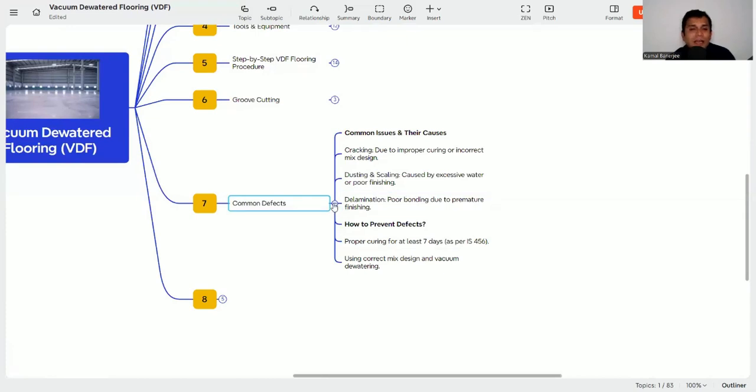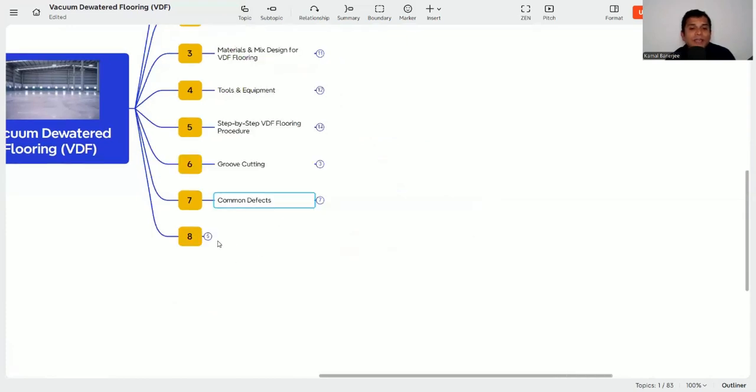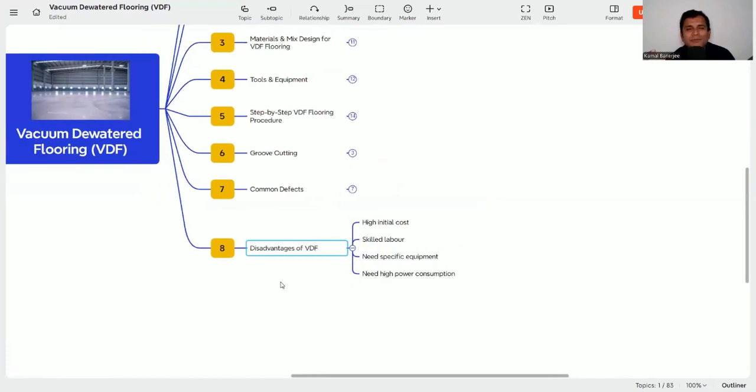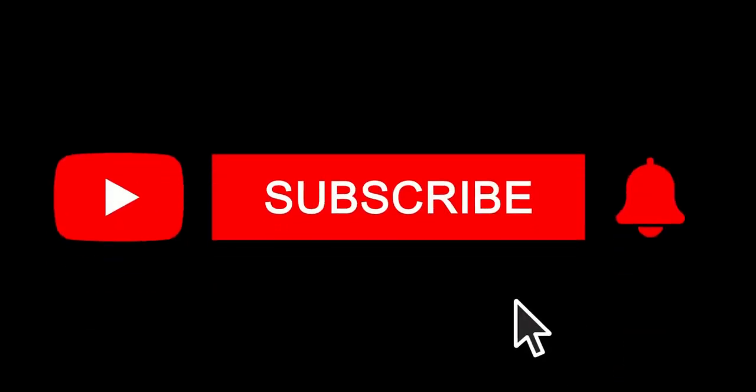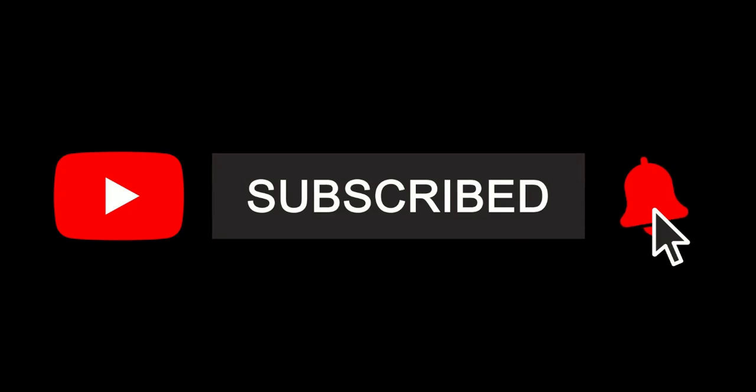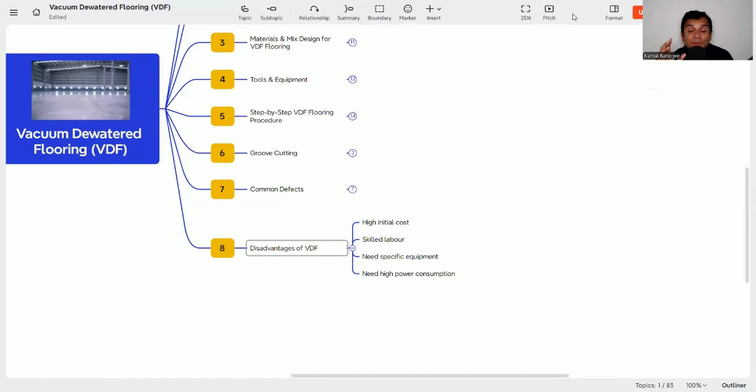The last part is the disadvantages of VDF. But every coin has another side. So what are the disadvantages? A high initial cost, because you need to purchase all this material. Then skilled labor: the labor should be very skilled to operate these machines and do the vacuum dewatering process. And it needs specific equipment that I discussed, and high power consumption, because the discrete vibrator and the vacuum dewatering process, everything is a pump.